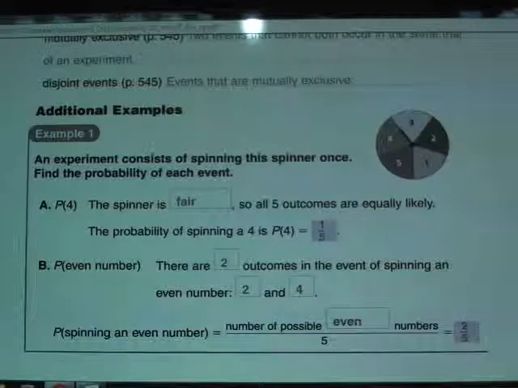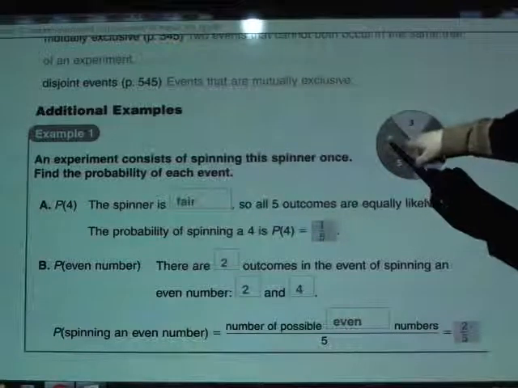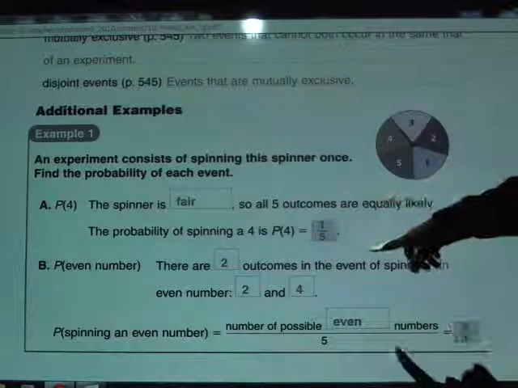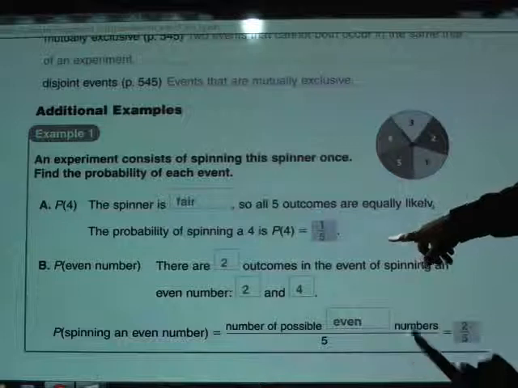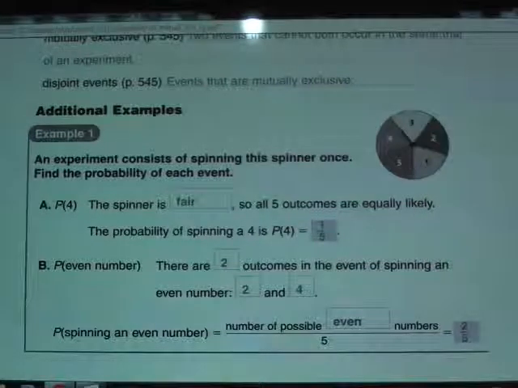Now in B, they're asking about the probability of getting an even number, so we're still going to compare to the number 5, but of course my top number in this probability is going to be different. Even numbers on here are 2 and 4, as you can see it marks here. 2 outcomes that are desired, 2 and 4, compared to that 5. So the probability there, the number of possible even numbers compared to 5, is 2 out of 5.